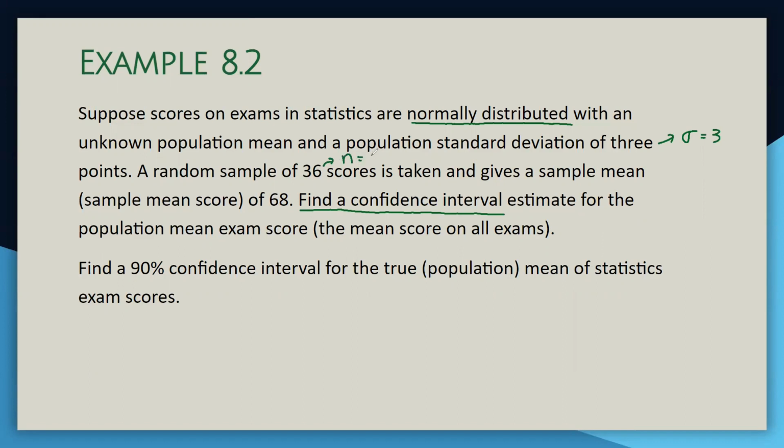Our sample size is 36. So even if we weren't normally distributed, our sample size is big enough that we still meet that requirement to use the central limit theorem. And we're told that the sample mean is 68. So X bar is 68. That's going to be the center of our confidence interval. And then down here, they say a 90% confidence interval. So they're telling us our confidence level is 90% or 0.90.